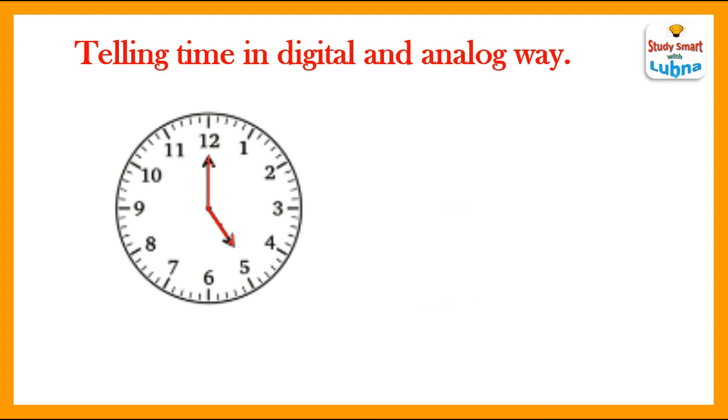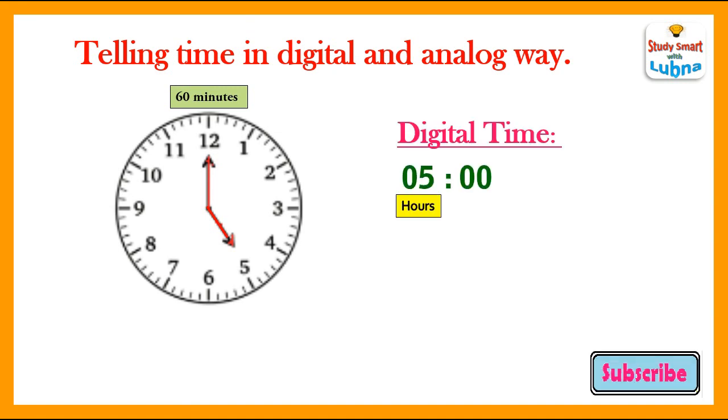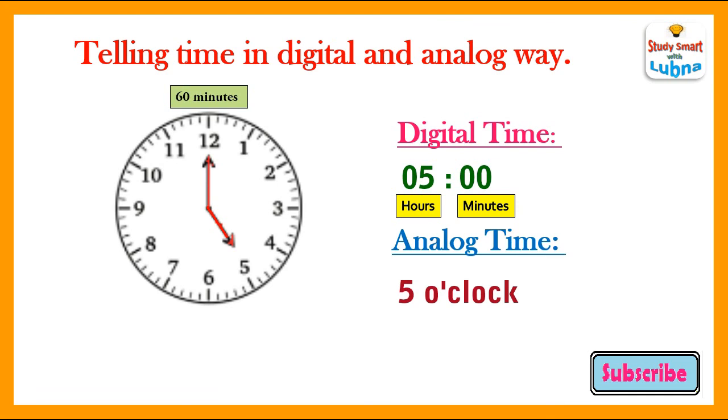Now you can see in this clock the small hand is pointing towards 5 and the big hand is at 12. This means 5 hours and 12 means 60 minutes. Or we can say it o'clock. We can read 60 minutes as o'clock. So the digital time is 5 hours and 0 minutes. The analog time is 5 o'clock.